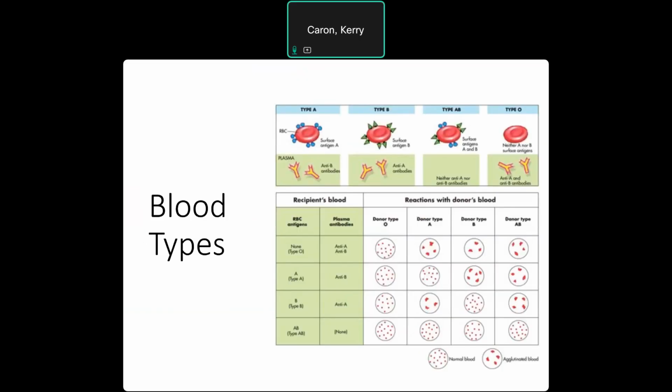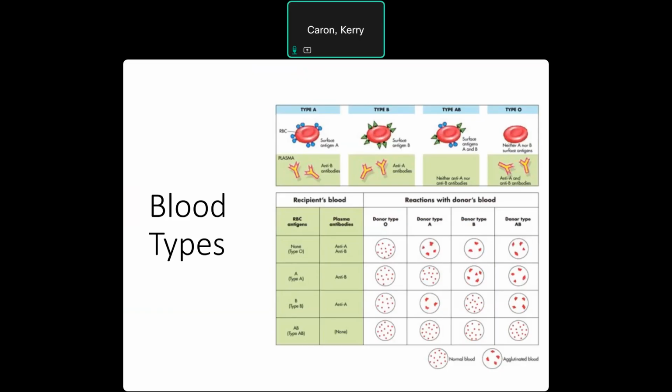Okay, here's a little picture here. Let's start with type O. Type O in the blood has anti-A and anti-B. Type A has anti-B. Type B has anti-A. Type AB has all the antigens, A and B, so it has no antibodies in the blood. So type O person, you don't want this clotting. You don't want this agglutination. Agglutinated blood is not good. So type O can only get type O.